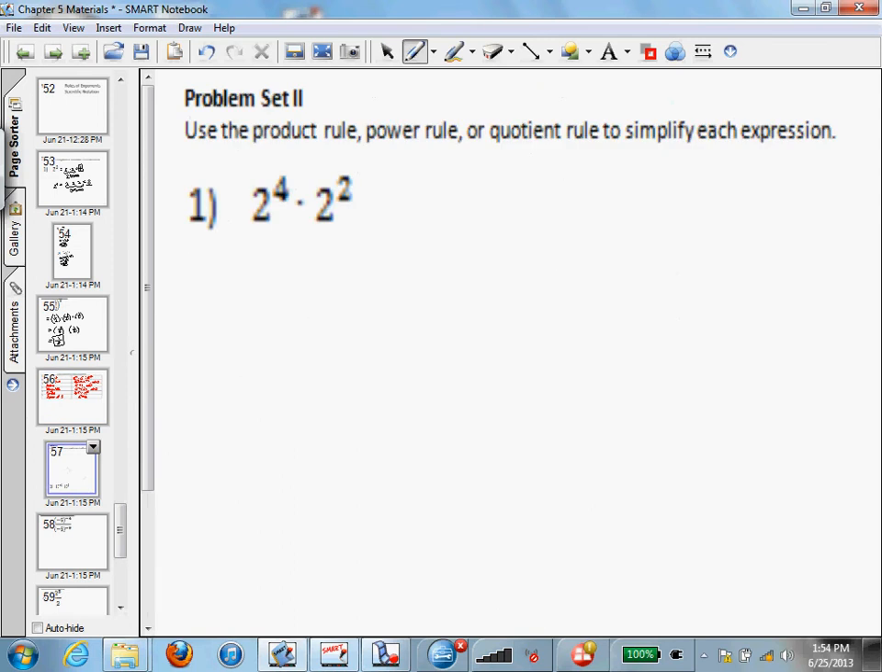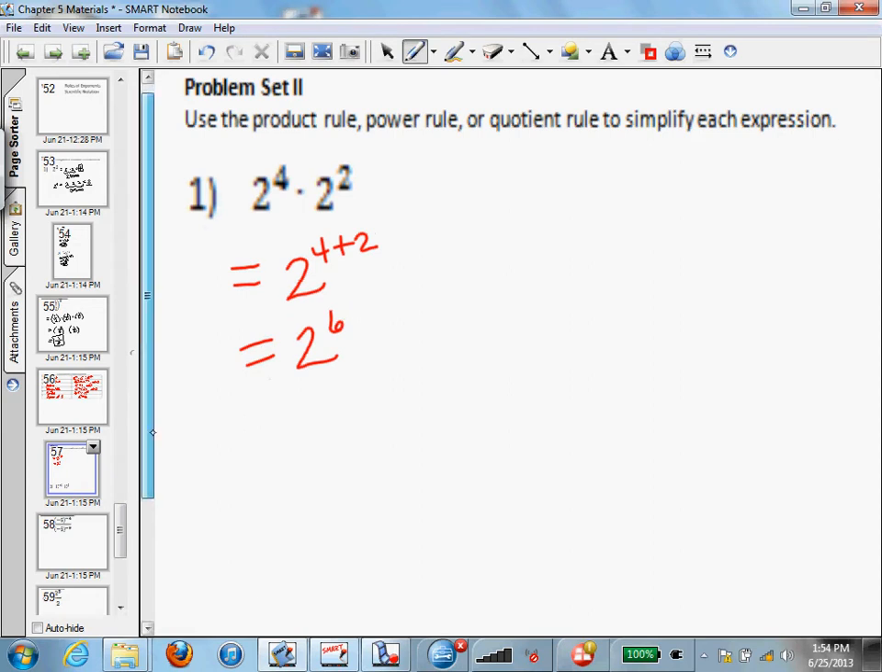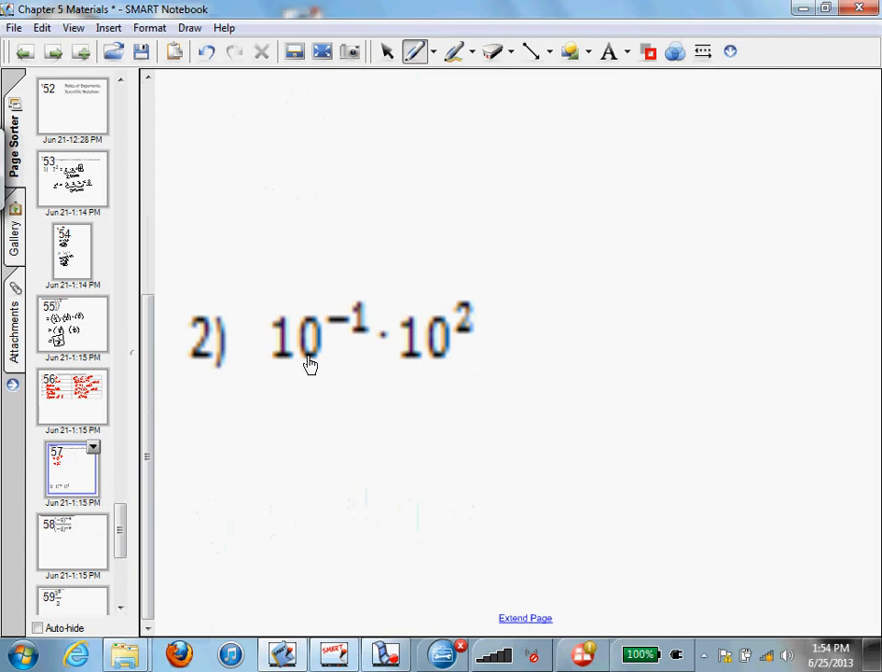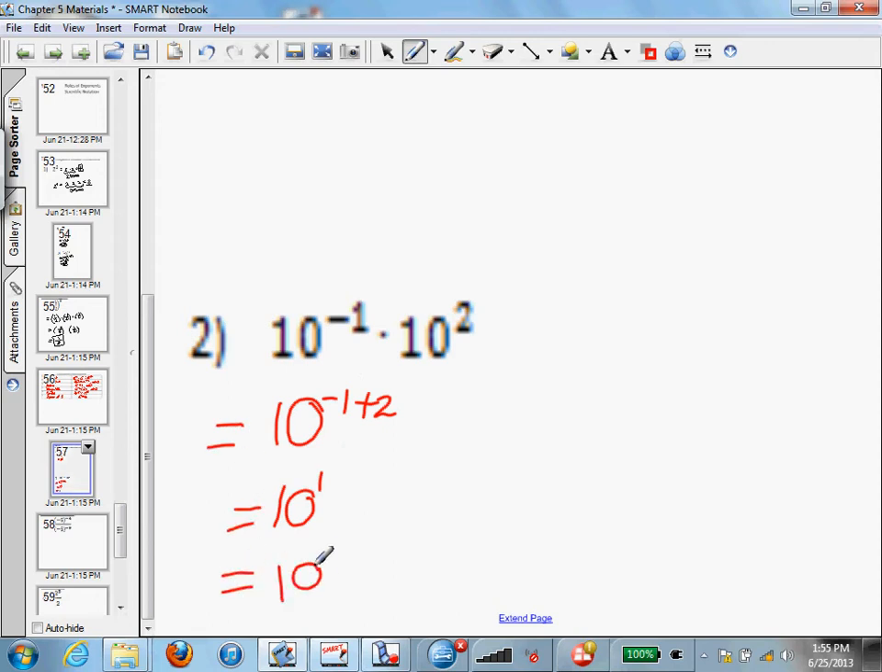If we apply the rules we just learned, for number 1 we have 2 to the 4th times 2 to the 2nd power. So we have similar bases, so we take our exponents and add them together. That's all we're doing, simplifying these expressions. With number 2, we see 10 to the negative 1st power times 10 to the 2nd power. Since we have same bases but different exponents, let's add these powers together. So we're going to get 10 to the first power, or just 10.